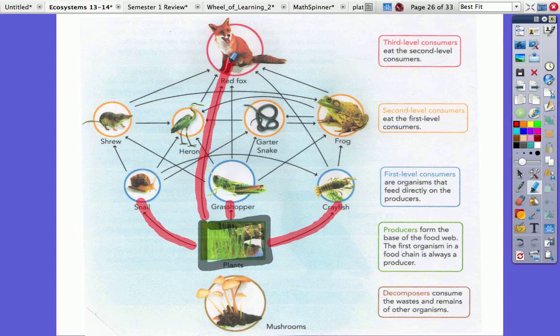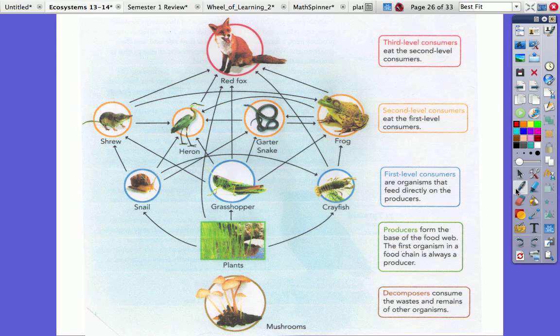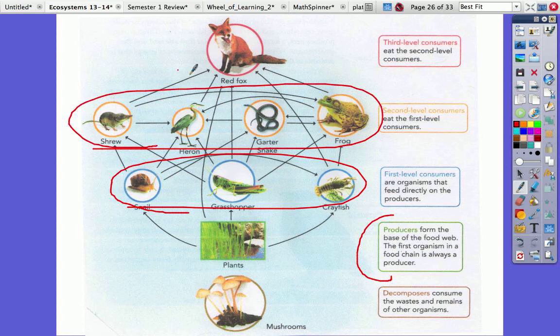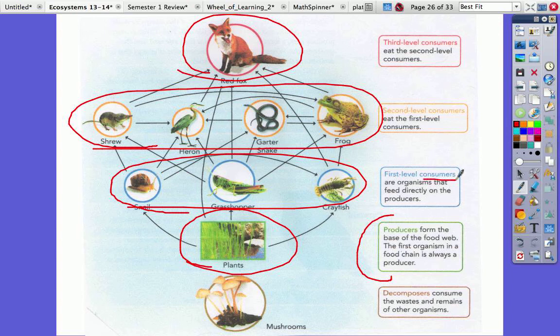Your third level consumer here is the red fox. Whenever we talk about levels of consumers, you need to understand the producers are not consumers. So our first level consumers actually are right here. Our second starts right here. And then our third is up here. We still have 4 levels if you think in terms of an energy pyramid, but that question was asking about actual consumers. So the third level consumer that we have is the red fox.